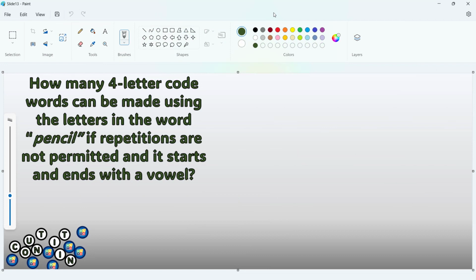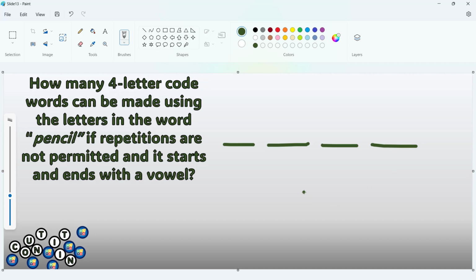How many four-letter code words can be made using the letters in the word pencil if repetitions are not permitted and the four-letter code word should start and end with a vowel? To do this, let's try to use the fundamental counting principle. We are assured that our code words should be a combination of four letters, 1, 2, 3, and 4, taken from the letters in the word pencil.